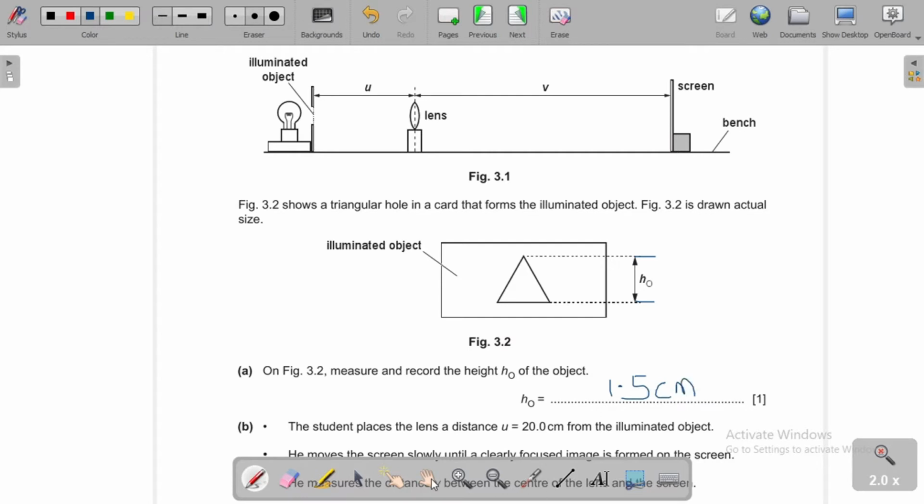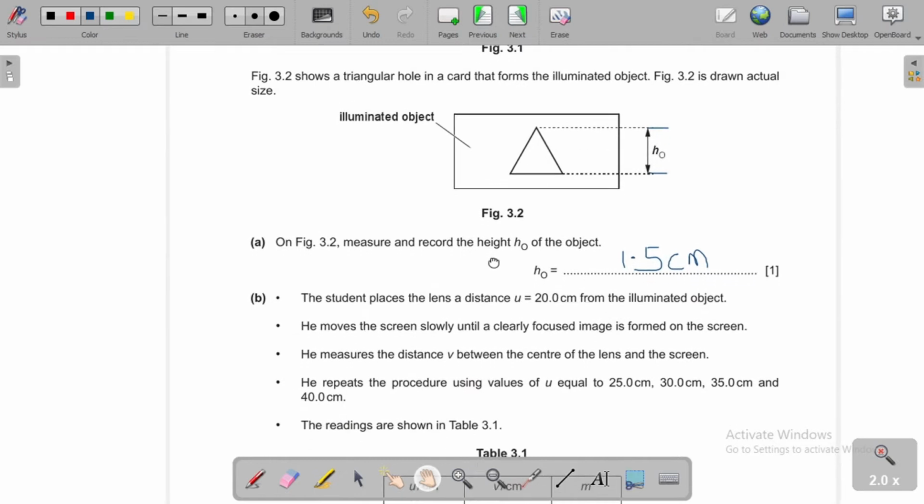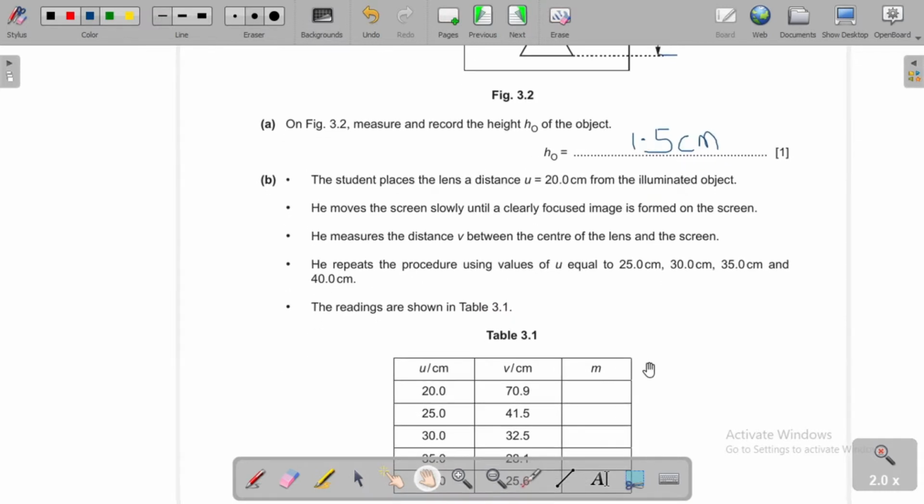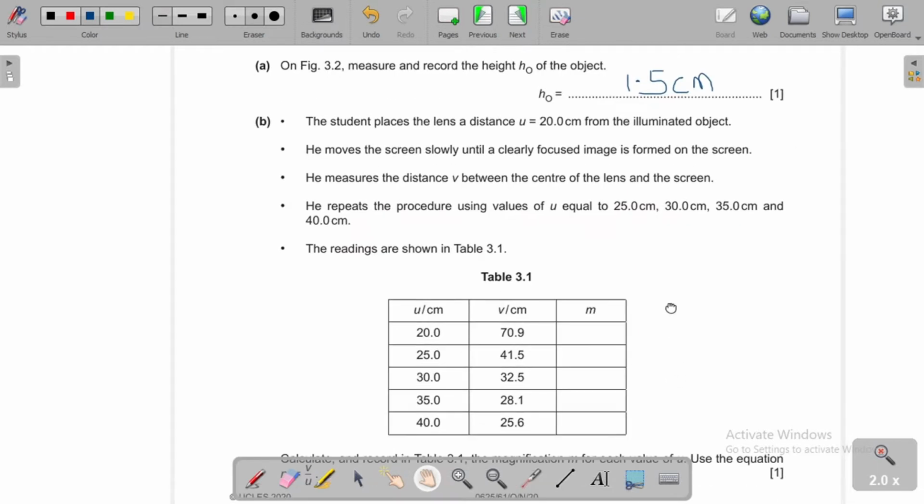Okay, let's look at the next question. The student places the lens at distance u equals 20 cm from the illuminated object. He moves the screen slowly until a clearly focused image is formed on the screen. He measures the distance v between the center of the lens and the screen. He repeats the procedure using values of u equal to 25.0 cm, 30.0 cm, 35.0 centimeters, and 40.0 centimeters. The readings are shown in table 3.1.